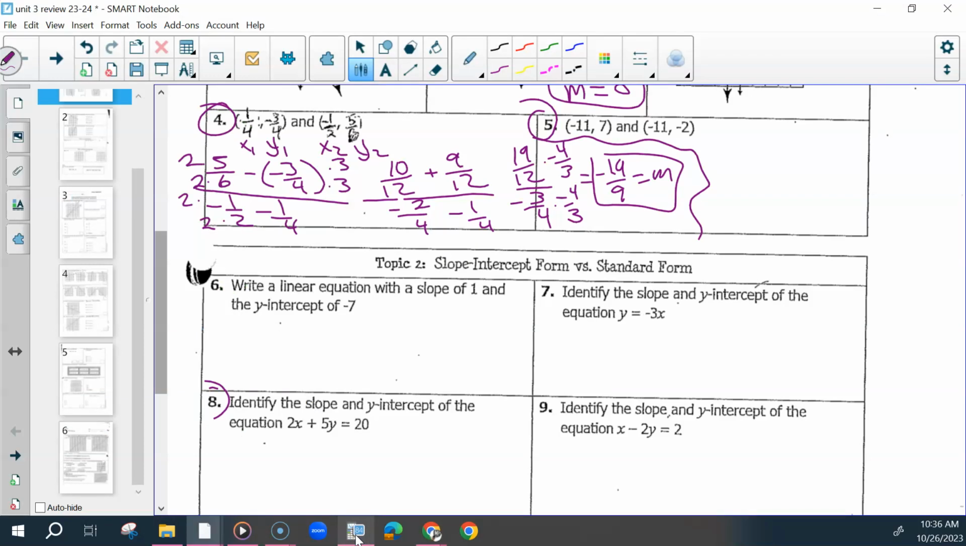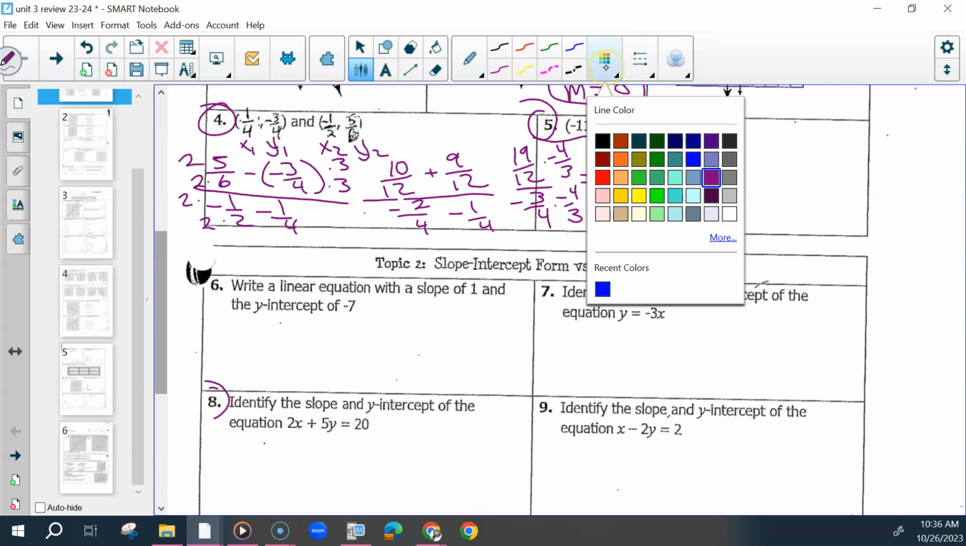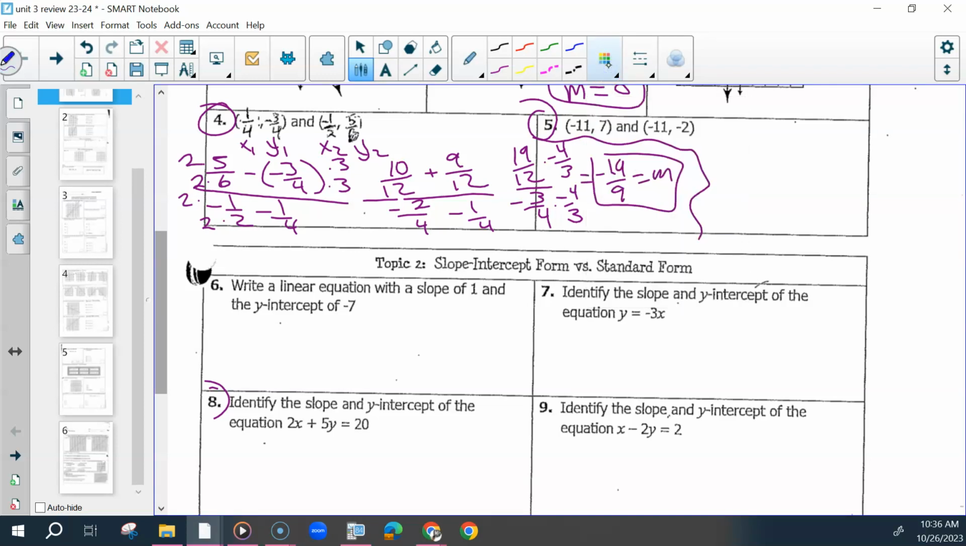Okay. Number 5 is similar. This would be your x1, y1, x2, y2. So we'd have -2 minus 7 over -11 minus -11, and simplify. What would we get?